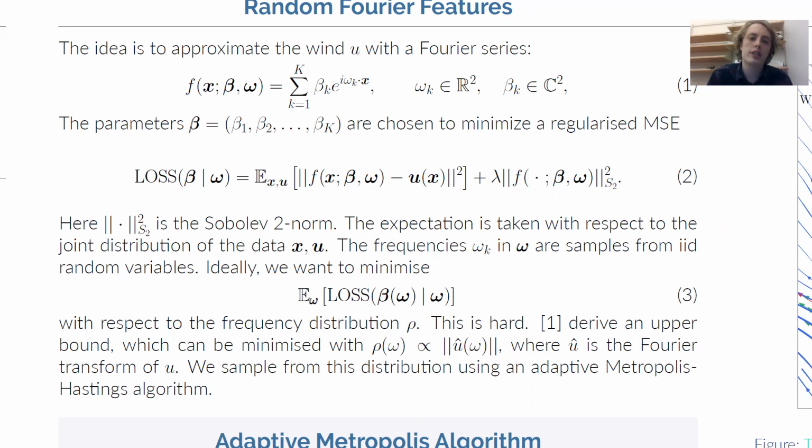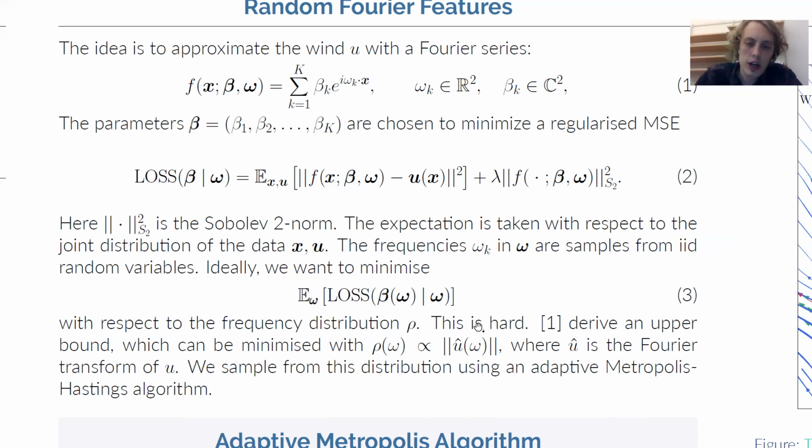Then, basically, what we do is that we sample these frequencies from some IID distribution. So each frequency is sampled according to some distribution. And the idea is then we want to find the best frequency distribution. So we get this optimization here over the distribution of the frequencies. Here, these Fourier coefficients are determined using some given frequencies omega.